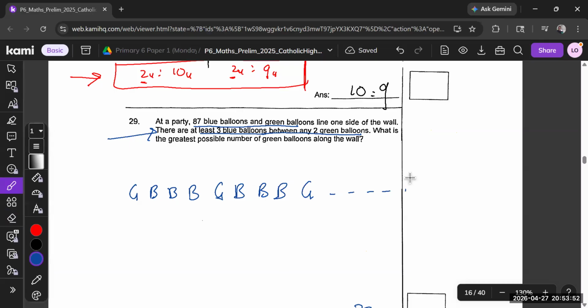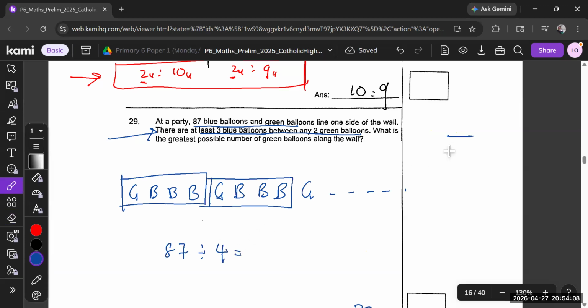And then this picture will tell you that there is a pattern. A pattern means grouping. So one group has four balloons. And how many groups make up 87 balloons? 87 divided by 4. Go and do your dividing. You get 21 and remainder 3. Okay? So 21 groups.